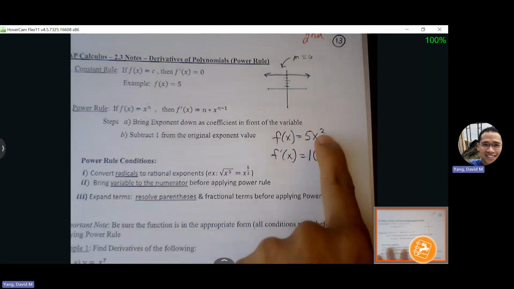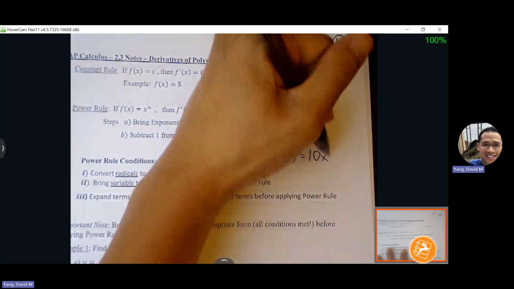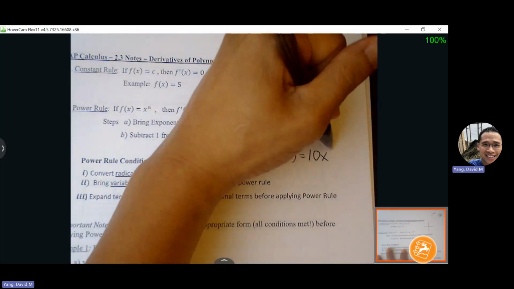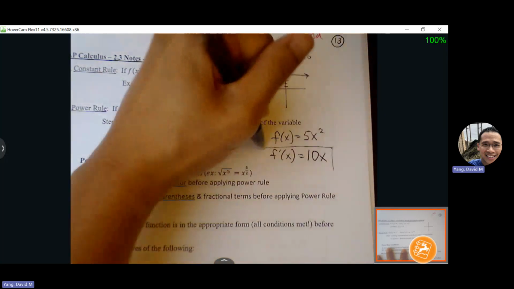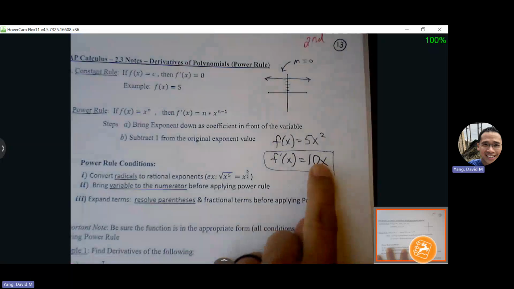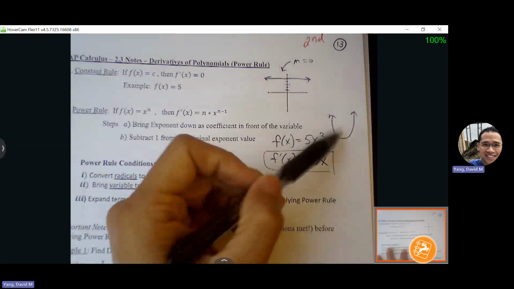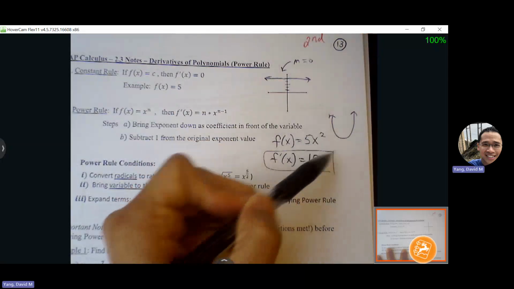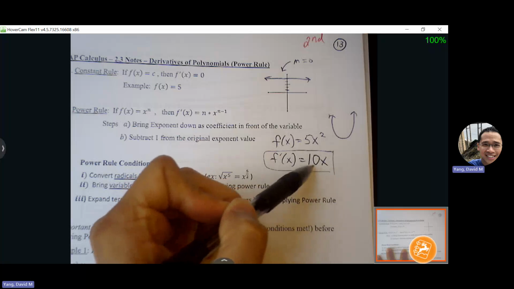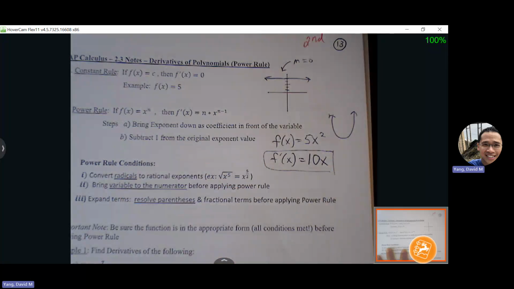That 2 becomes a 1. I can put a 1 there or leave it out. But now f prime is a lot more efficient now. F prime equals 10x. This is now the slope pattern for this original parabola graph 5x squared. So any point on this curve, I can use this to describe how the steepness of the graph is changing or existing on the original graph 5x squared.